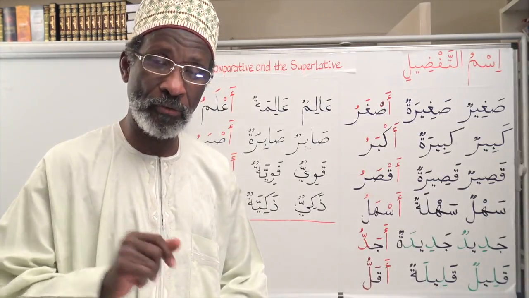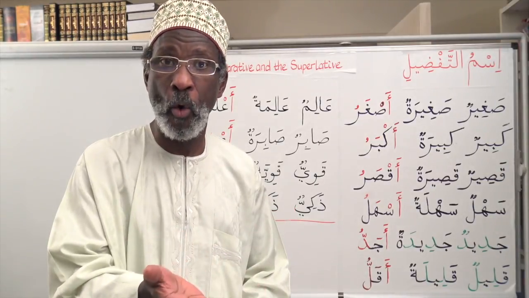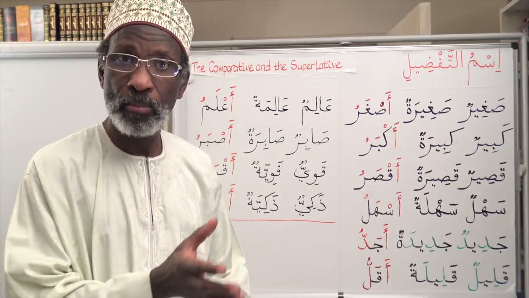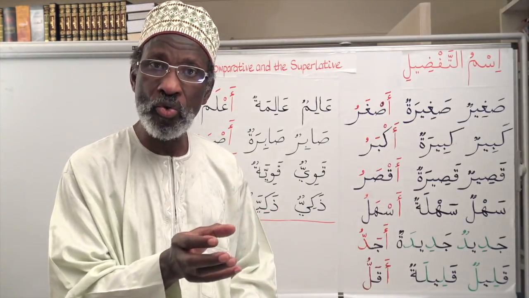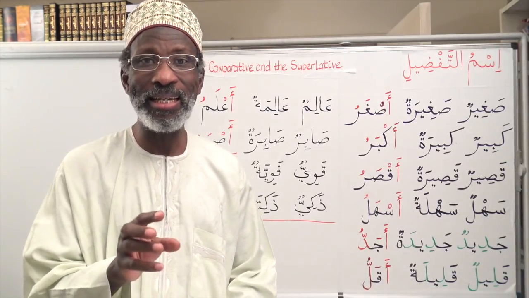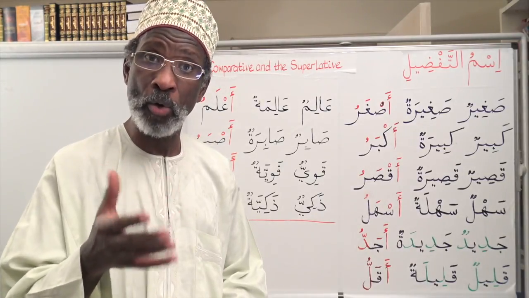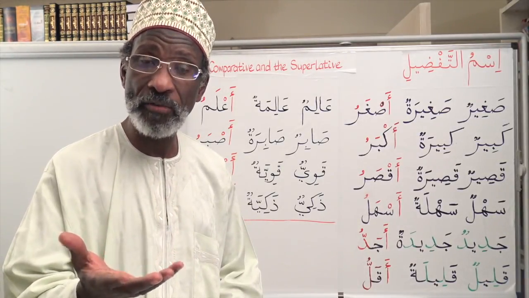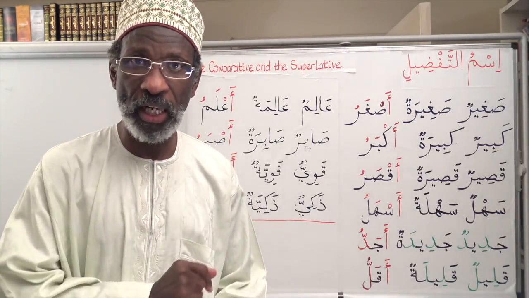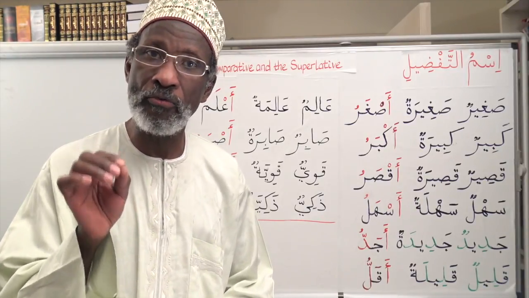That is the superlative. Now, in English, we have separate forms for the comparative and the superlative, but in Arabic we use the same form, which is the elative. The elative form is used for both comparison and the superlative, as we will explain shortly. Let's have a look at the comparative pattern first.